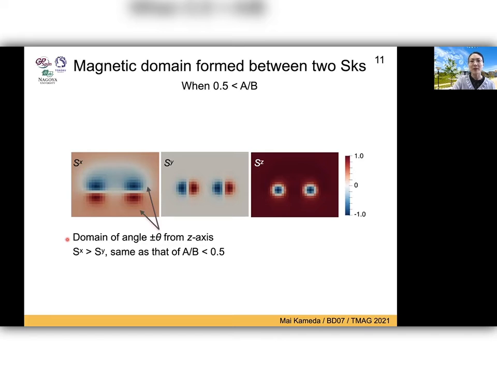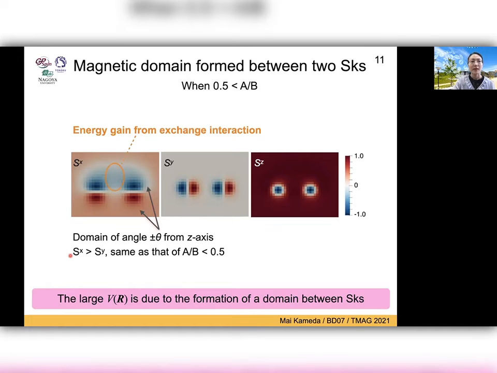Interestingly, the magnetic domain is formed between the 2 skyrmions. These are the domains of angle plus and minus theta from the z-axis. Also, we can see that the area of Sx is larger than that of Sy, which is the same as that of previously shown skyrmions. The large V of R is due to the energy gain from exchange interaction in this part.